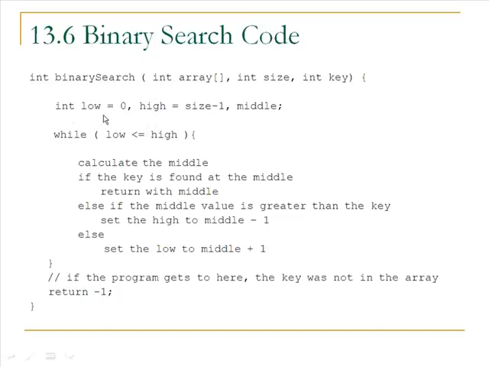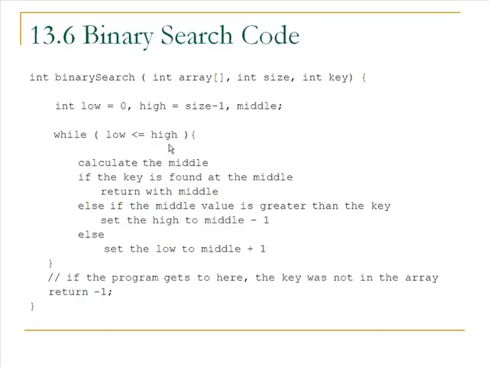And to start the algorithm off, the search space is all of the elements of the array. So the lowest value that we'll look in is 0, the highest is the last element of the array or index size -1, and middle is where we're going to look. So we're going to implement this as a while loop, and this loop will keep going for as long as there is a search space.